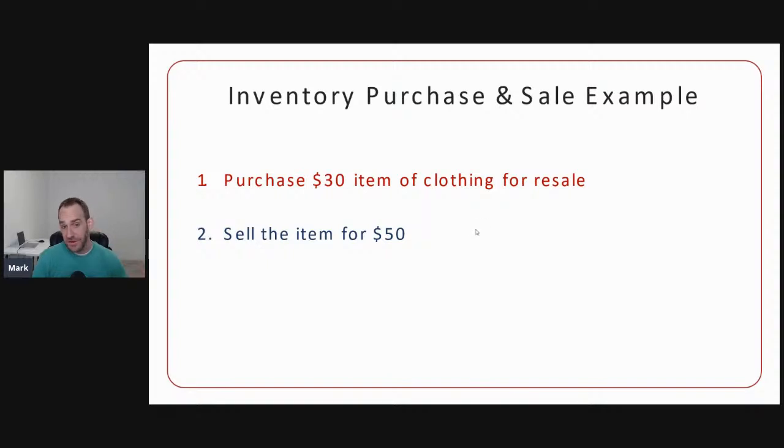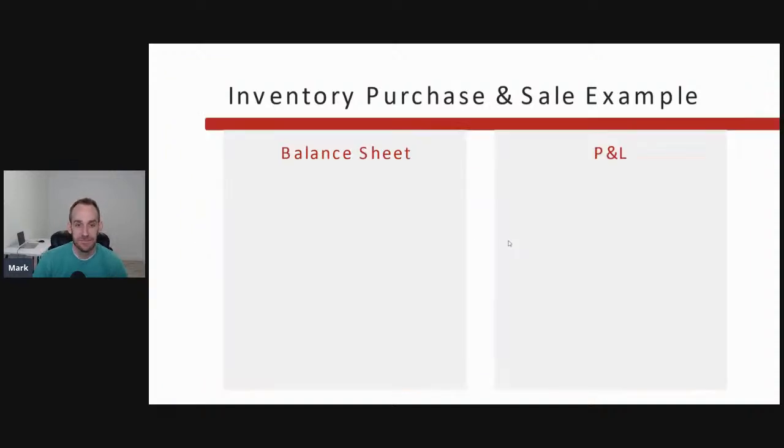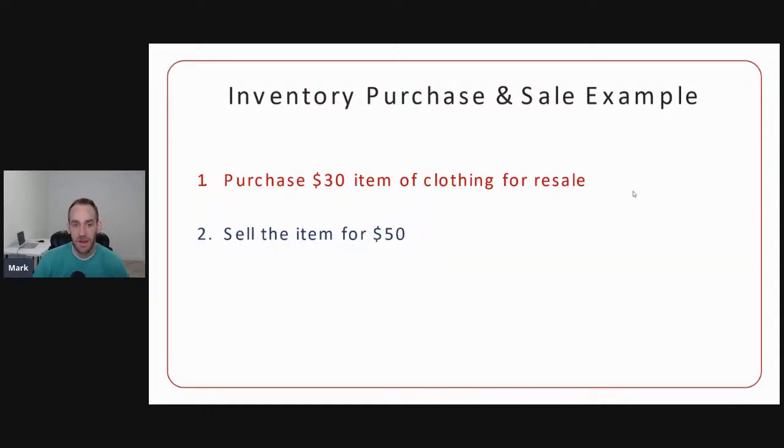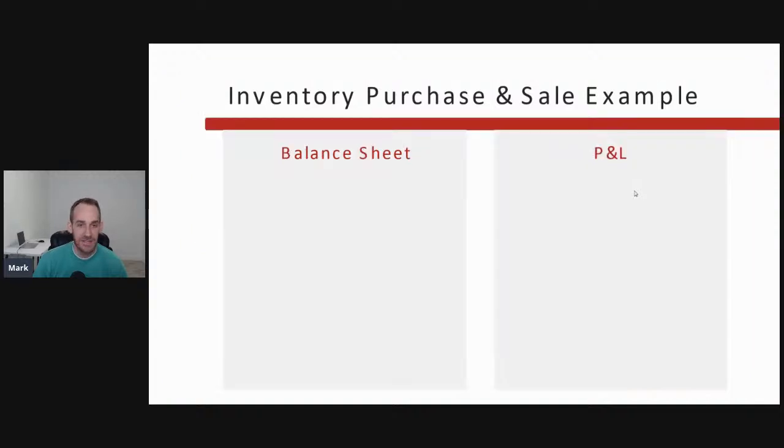Let's say you purchase a $30 item of clothing. You sell it for $50. Okay, so your profit's going to be $20. And I just want to show you how that affects these two different financial statements. So when you purchase it for $30, you're subtracting cash from your balance sheet, from your business, and you're increasing your inventory. This is if you use the accrual method for inventory. That item becomes inventory. It's not an expense. You're not deducting it. So it becomes an asset for you. So now you have $30 of asset of inventory.